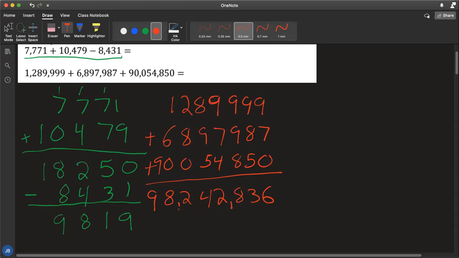Perfect. So how we say this one, this is our million spot. So we'd have 98,242,836. Does that make sense, Alina? Okay, and does that make sense for everybody else? When we're adding and subtracting our large numbers, we have to make sure our tens, hundreds, thousands, 10,000s, even our 10 millions, all of our numbers line up or we'll get the wrong answer, right?